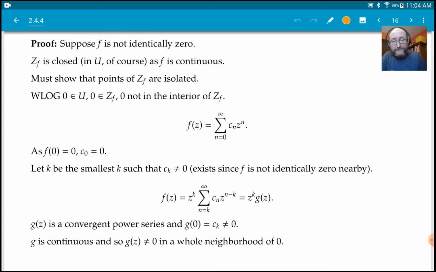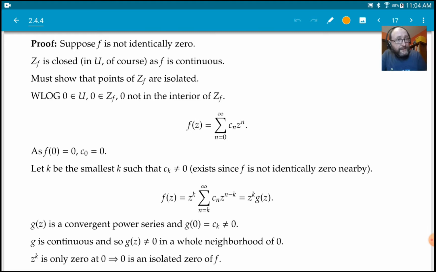Because what does it mean? Well, G is continuous. A convergent power series is holomorphic. It's much better than continuous, but it's definitely continuous. So we have a continuous function that's not equal to 0 at 0. So it's not equal to 0 in a whole neighborhood. There is some neighborhood, maybe only a really small neighborhood, where G is non-zero. Or it has no zeros in that neighborhood.